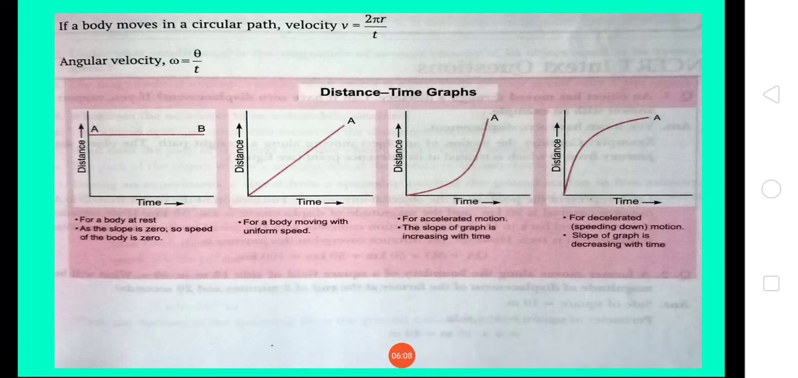In the second case, where the object is moving with uniform speed, what about the acceleration? Any guesses? Since the object is moving with uniform speed or uniform velocity, there is no change in velocity. So acceleration will be nil or 0.